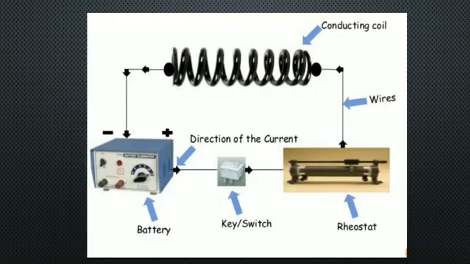Now see this. To produce the self-induction setup, take a battery, with the positive terminal connected to a key, and the negative end connected to a rheostat. The other end of the rheostat is connected to one end of the conducting coil, and the other end of the coil is connected to the negative of the battery. So with the help of this apparatus, we can produce self-induction.